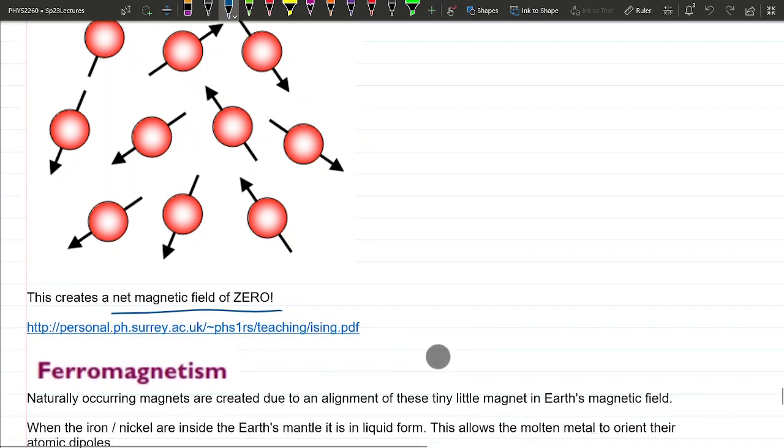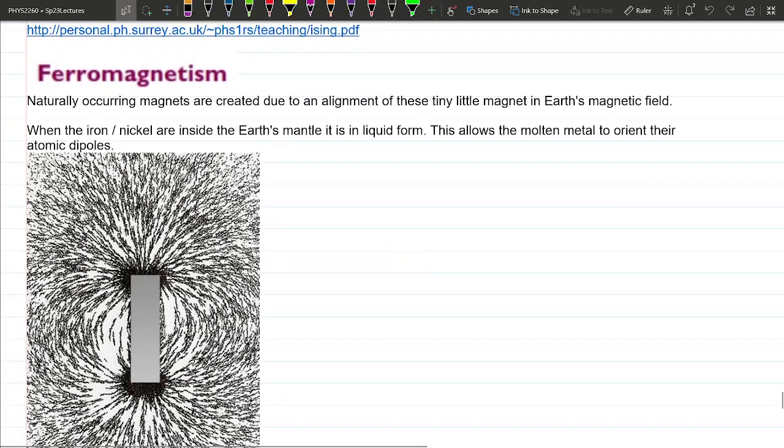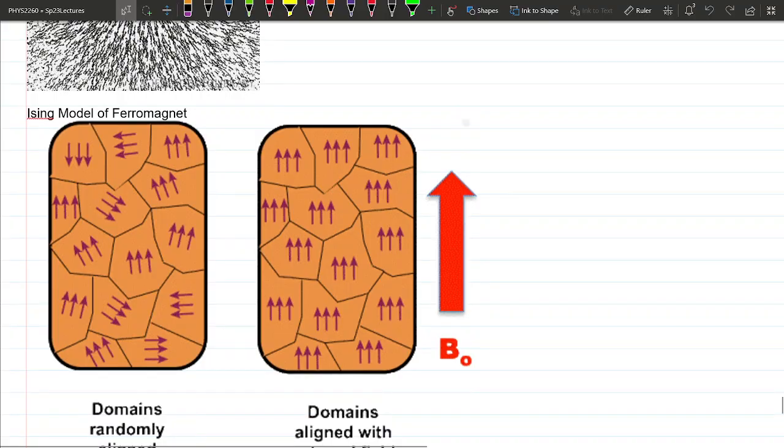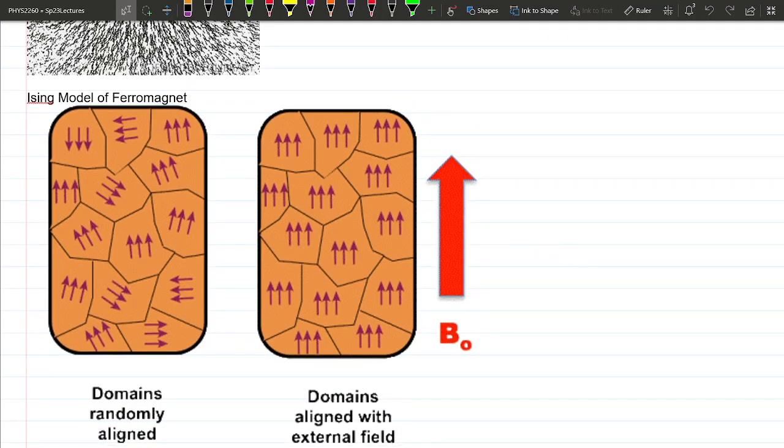Okay? So the reason that some objects are magnetic, called ferromagnetism, especially iron and nickel, is because they are actually created inside Earth's mantle in a liquid form. Why is it important for it to be in liquid form? When you have something that is solid, the orientation of all those atoms is already fixed. You cannot rotate them around. But when you have a bottle of water, all those atoms are free to rotate around as they like. So when you have a permanent magnet like this, you can solve this using something called an Ising model.